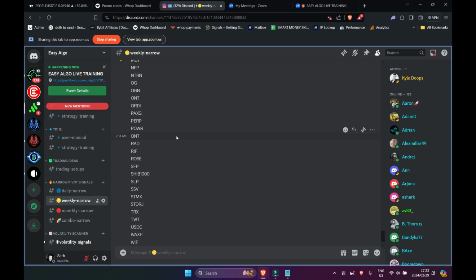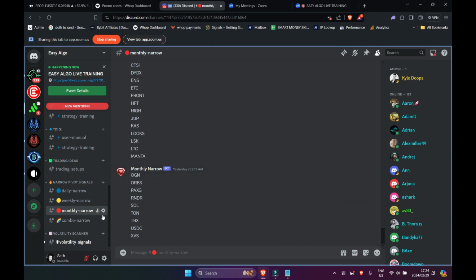We're the only group in the whole of crypto that operates with this function, which is so exciting to know that no one else does this. This is the only place you will be able to have access to this narrow pivots automation, like at the market open. Before this happened, guys, the last couple of weeks, I've been spending hours looking for narrow pivots. So it's going to save us all tons of time and just bring to our attention the best tokens to trade. And then we've got the same on the monthly, and then we've got the combos.